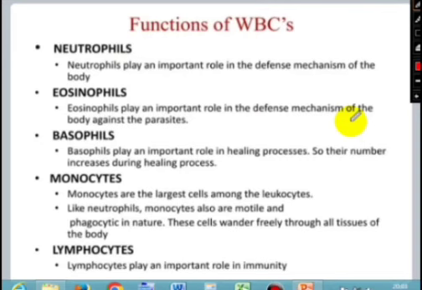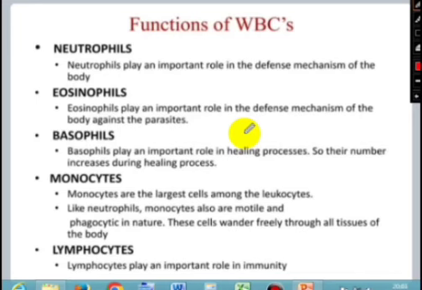The eosinophils play an important role in the defense mechanism of the body against parasites. These ones attack parasites. Alright? Especially those ones that are too large to be engulfed by the neutrophils. So they will attack them and disintegrate them or make them inactive.